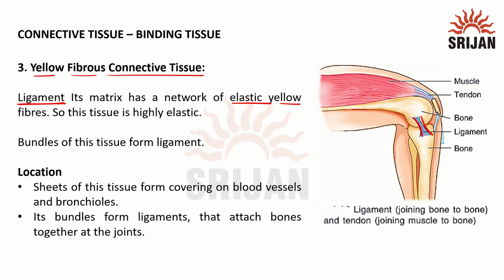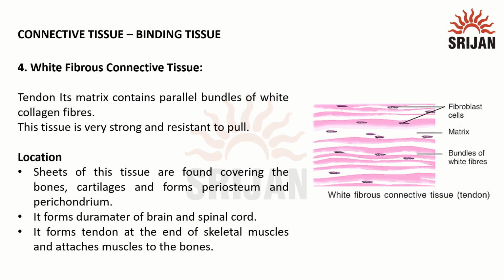Location mainly is that sheets of these tissues form the covering of the blood vessels and bronchioles, and bundles of ligaments are attached to bone and to other bone, forming the joints. So this is the ligament. Now the second tissue is the tendon, which is again important in the joints, and is made up of white fibrous connective material or fibers. These are stronger as well as resistant to pull.